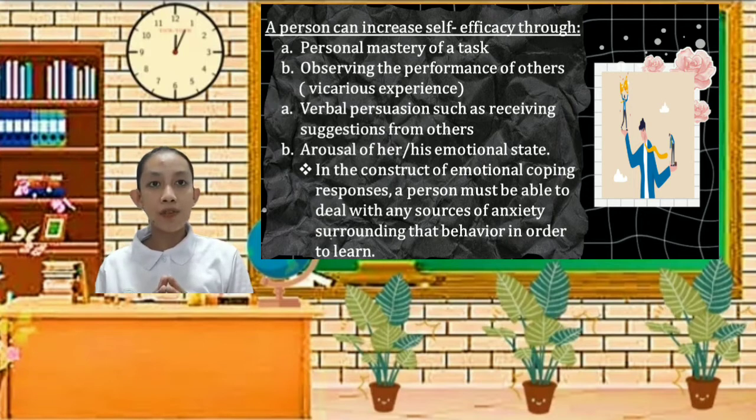Second is observing the performance of others. If you look to your surroundings or the other people, you can see other people failing their goal in life because of what they did, and it gives you an idea on what to do now, because you can learn from other people's mistakes. And if you see other people successful in life, it also gives you motivation to work hard and make your life better and make your goal successful.